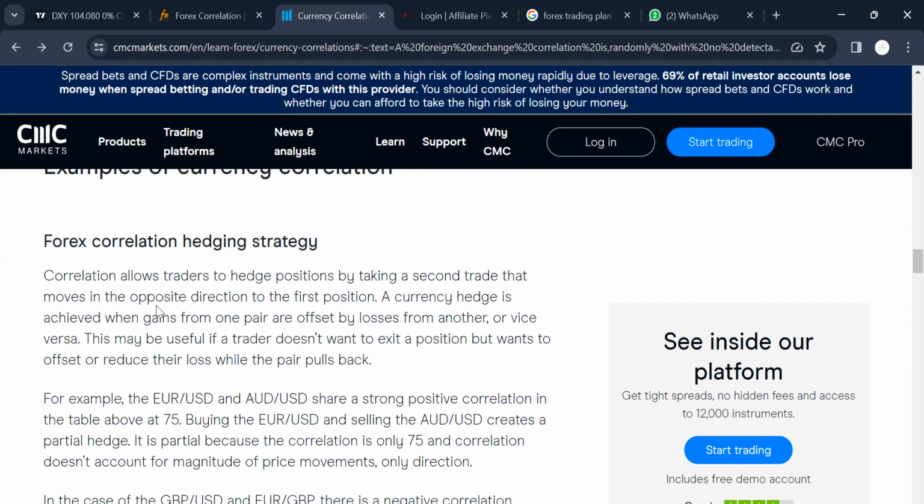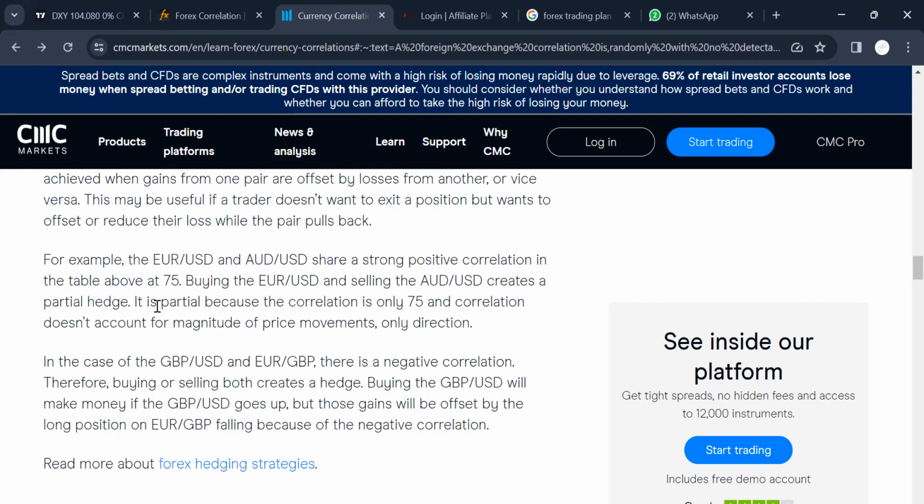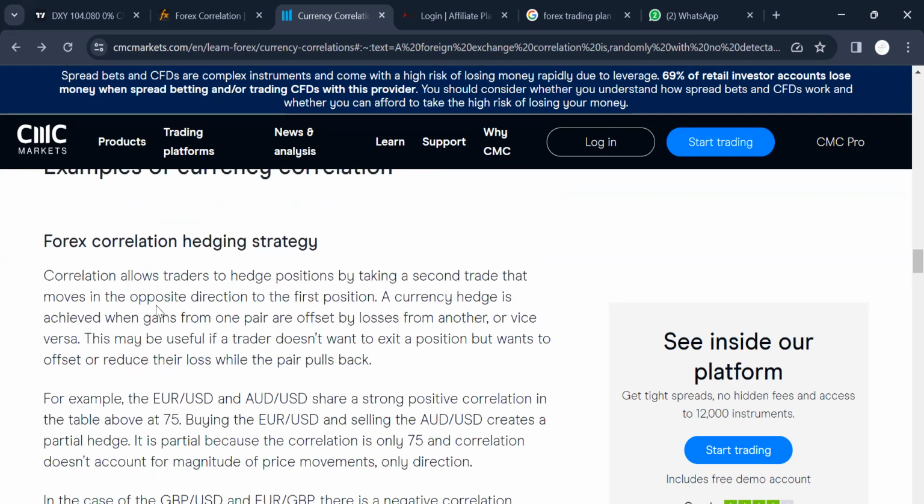So the hedging, I don't think I should even worry myself with it. Just let me read something about it. Now, the forex correlation hedging strategy. Correlation allows traders to hedge positions by taking a second trade that moves in the opposite direction to the first position. We have already explained this. A currency hedge is achieved when gains from one pair are offset by losses from another, or vice versa. This may be useful if a trader doesn't want to exit a position but wants to offset or reduce their loss while the pair pulls back. People do that a lot.